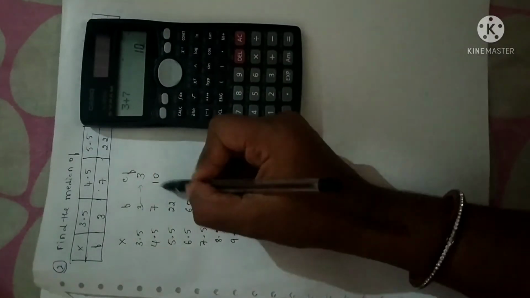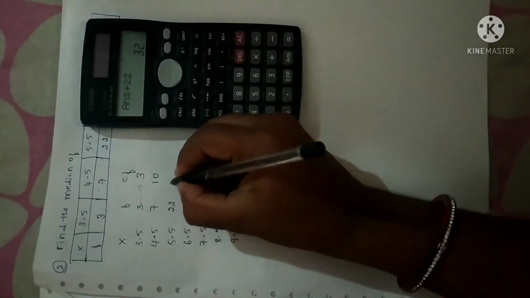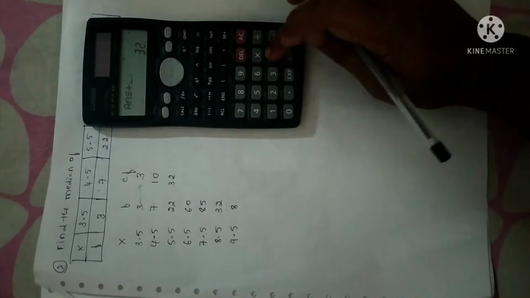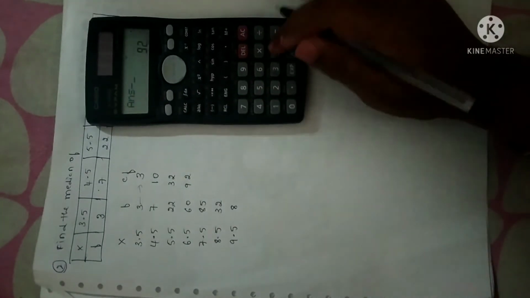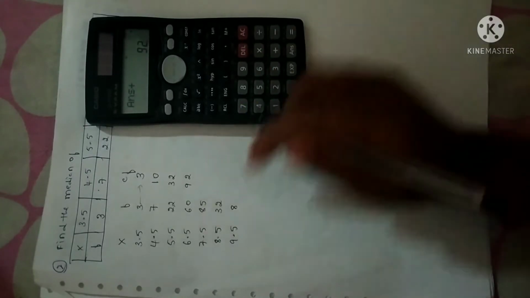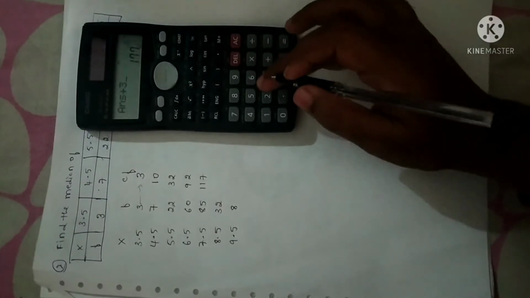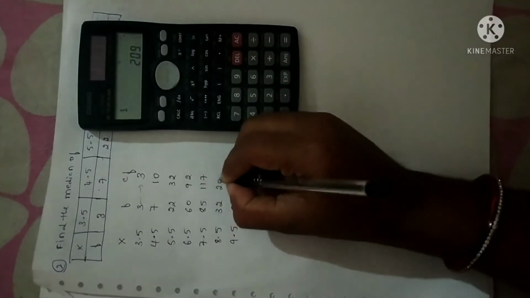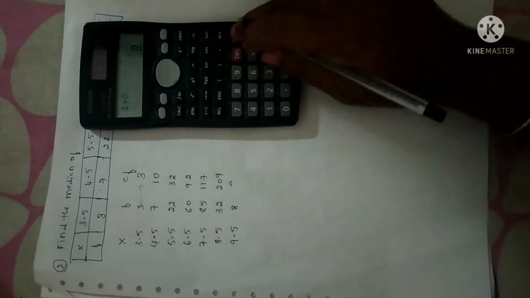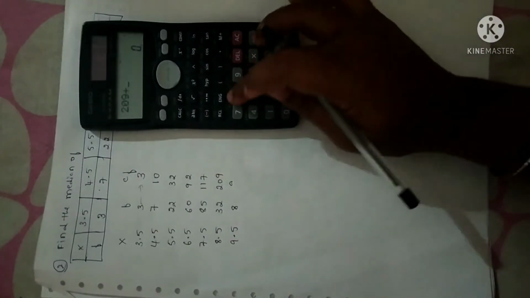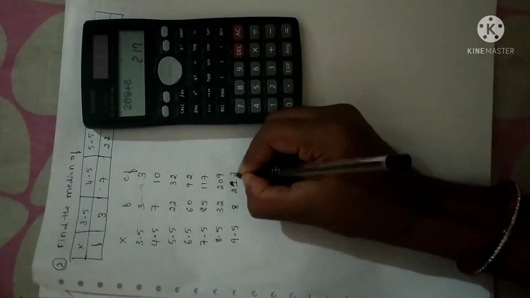Next we have to add 10 to 22. 10 plus 22 will be 32. Next, 32 plus 60 is 92. Next, 92 plus 85 is 177. Next, 177 plus 32 is 209. Next, 209 plus 8 is 217. Hope the cumulative frequency is clear.